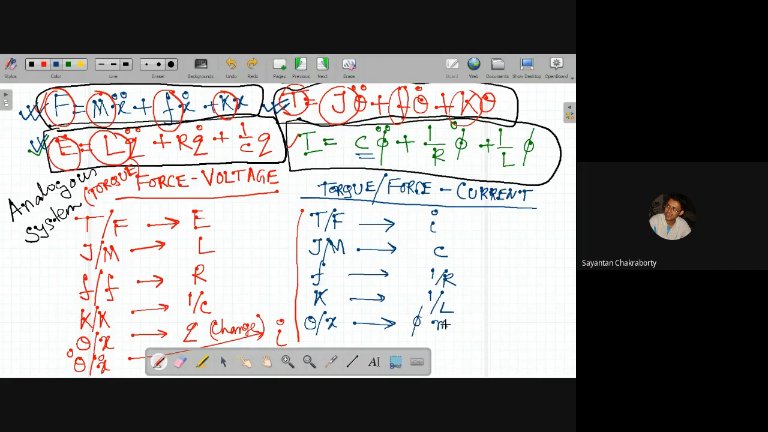What is phi? Phi is nothing but magnetic cross linkage. Okay, and your velocity, angular velocity or translational velocity, will be d phi dt, and that is nothing but voltage. So if you represent the mechanical translation or rotational system by an equivalent parallel RLC circuit, then these will be the components that you need to have.